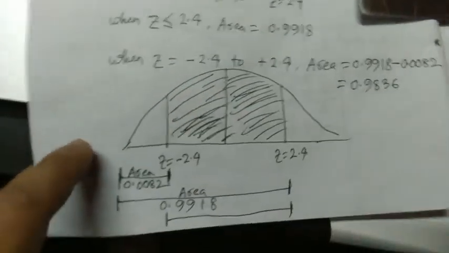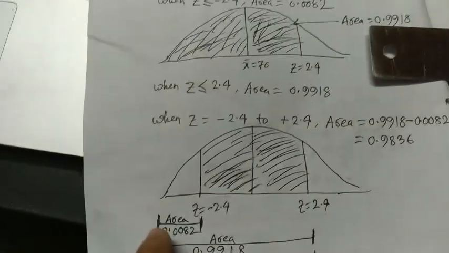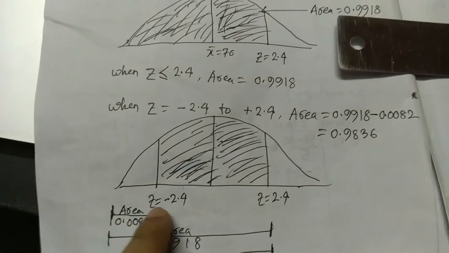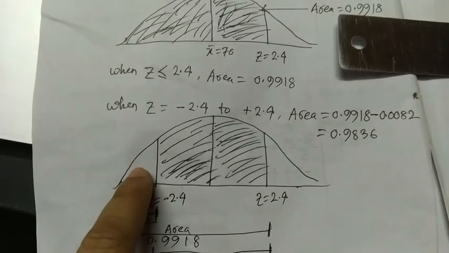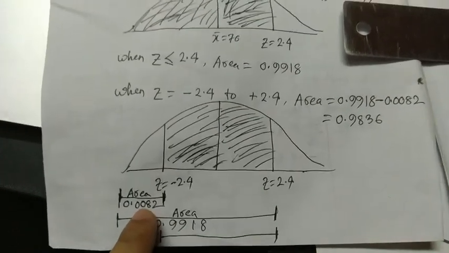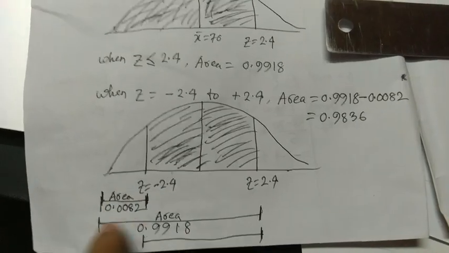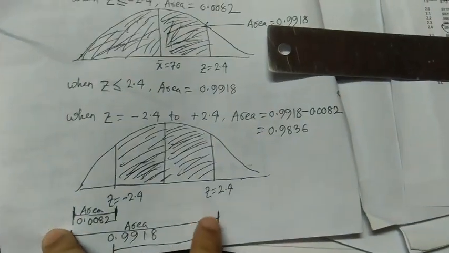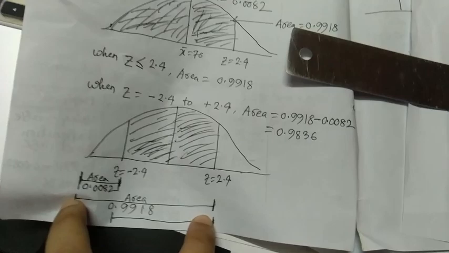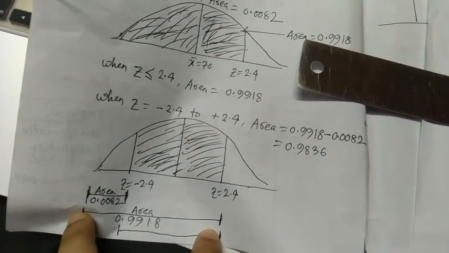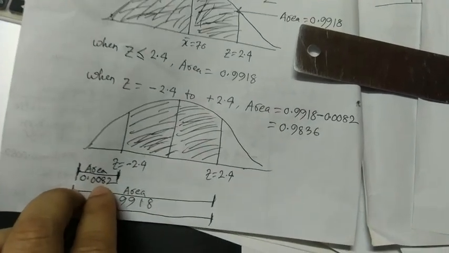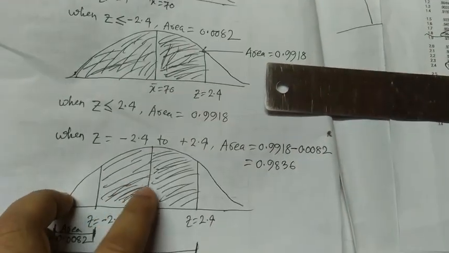Right. So you can see when Z was less than or equal to minus 2.4, this portion of the area is 0.0082, and when we use Z equal to 2.4, that means from here to here, all the area is 0.9918, and from here to here the area is 0.0082. But we need only the area of the shaded portion.